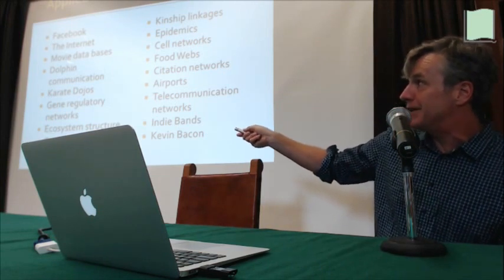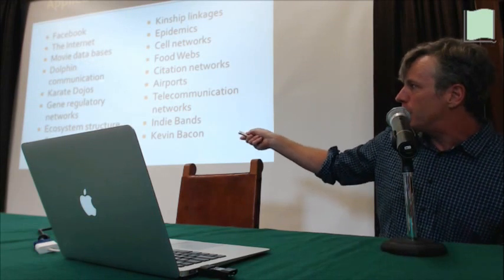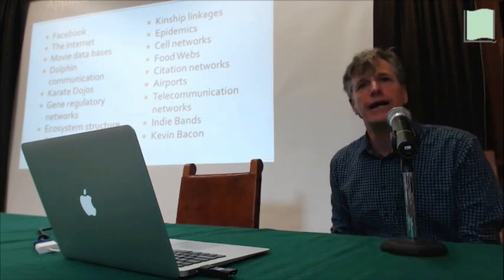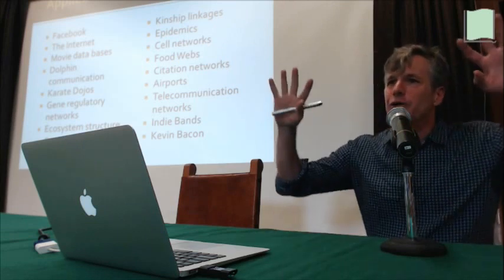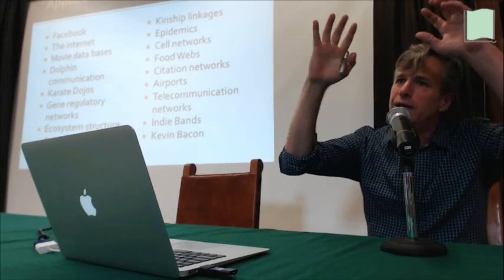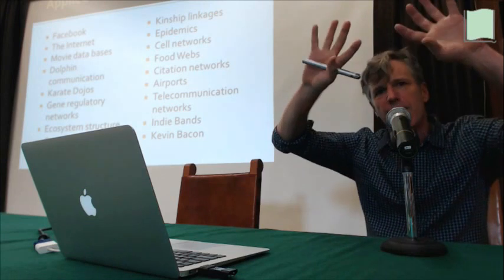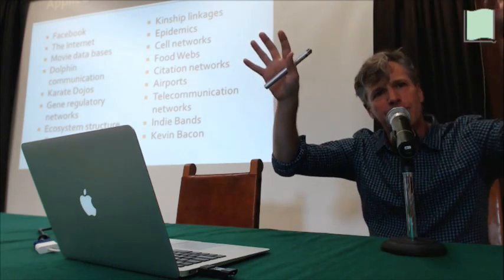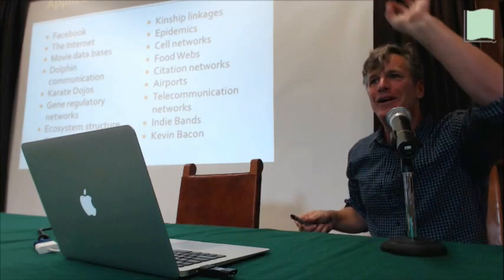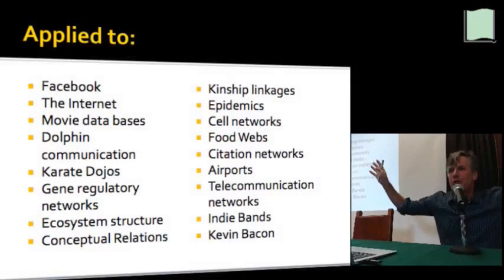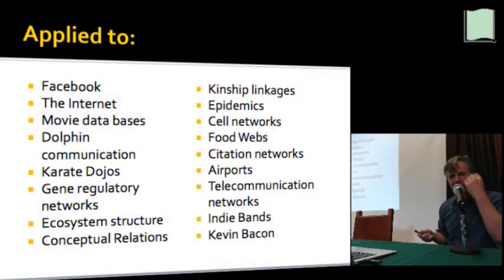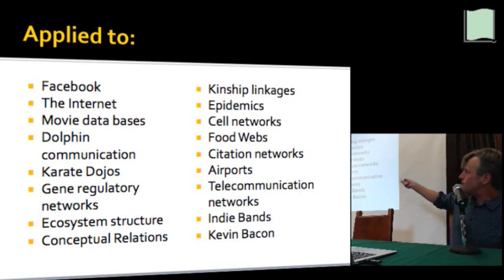The dolphin communication case is especially interesting for clustering purposes, where they looked at networks of interaction between different dolphins and were able to identify subgroups within a pod of dolphins. And when the key central dolphin died, the two pods went their separate ways, indicating that in fact that node was really central to the network. But it's also used to describe cell networks and food webs, co-citation networks in academia, airports, telecommunication. It's been applied to indie bands, and of course Kevin Bacon.